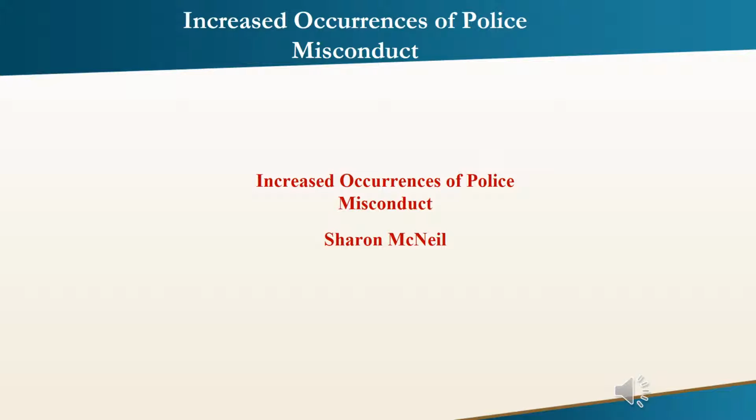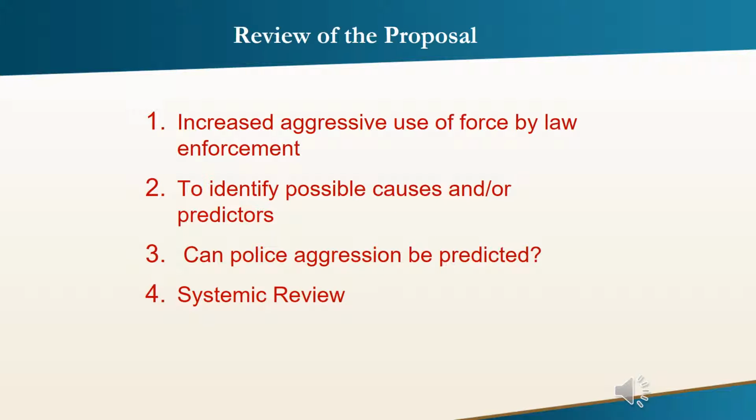My study addressed the recent increase in police aggressive use of force that has led to the increase in police misconduct and killing of American citizens. Through the methodology of a systemic review, this study seeks to identify possible causes and/or predictors of behavior that could be identifiable to police misconduct. The question: can police aggressive use of force be predicted and/or preempted?